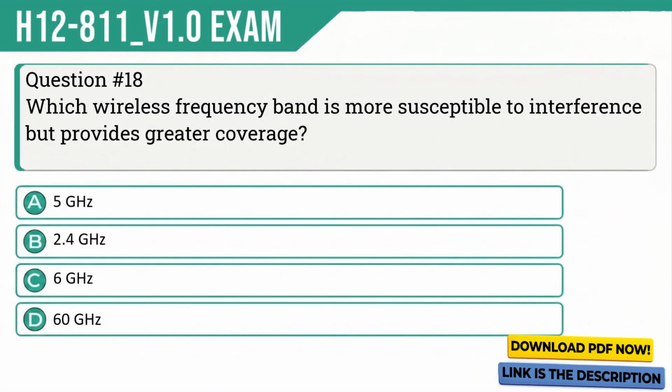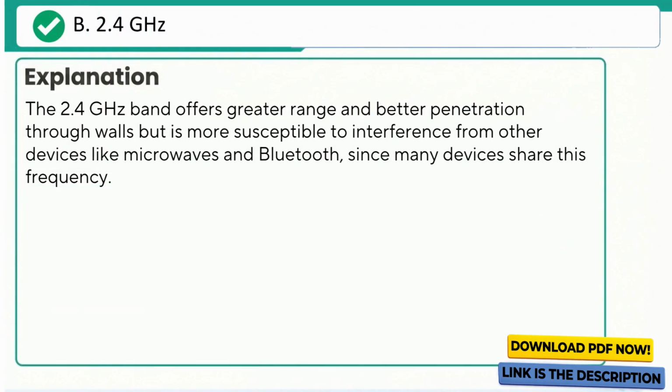Question number 18. Which wireless frequency band is more susceptible to interference but provides greater coverage? A. 5 GHz. B. 2.4 GHz. C. 6 GHz. D. 60 GHz. Correct answer: B. 2.4 GHz. Explanation: The 2.4 GHz band offers greater range and better penetration through walls, but is more susceptible to interference from other devices, like microwaves and Bluetooth, since many devices share this frequency.